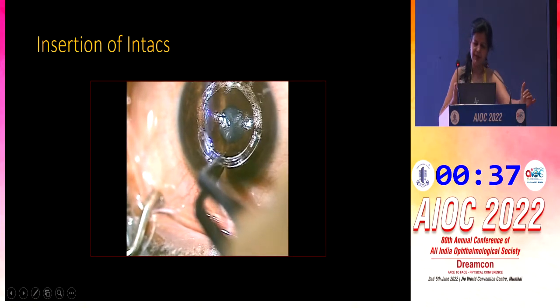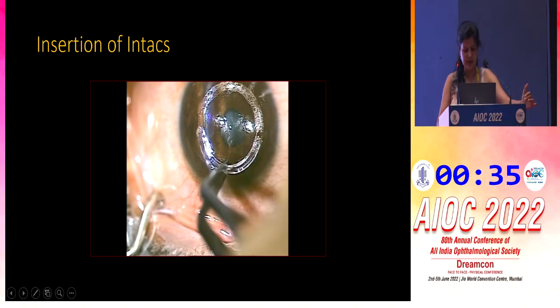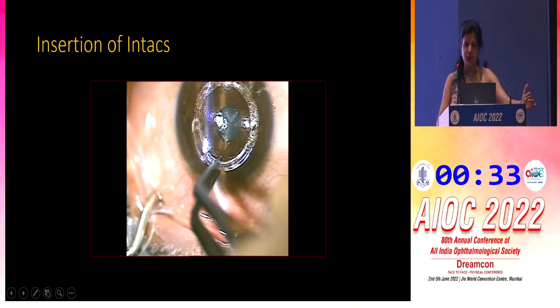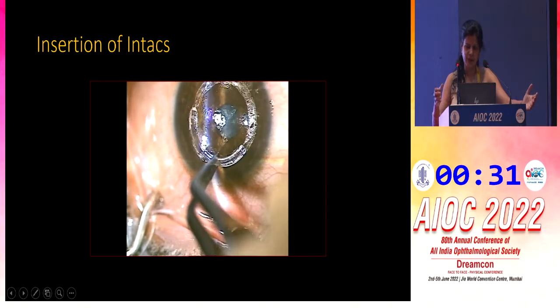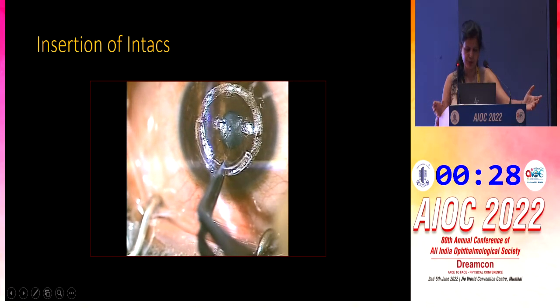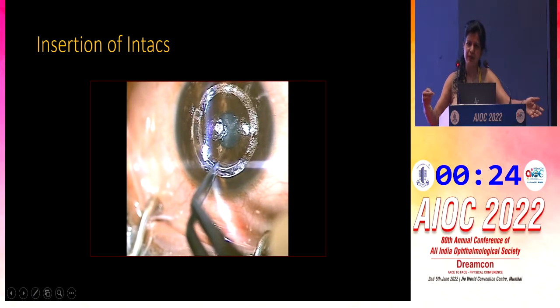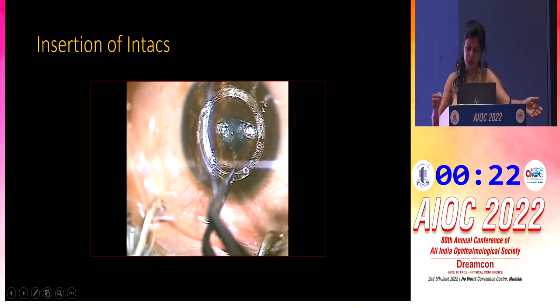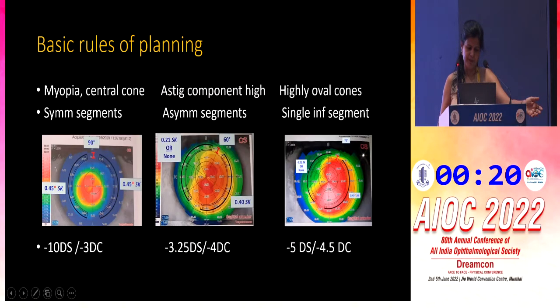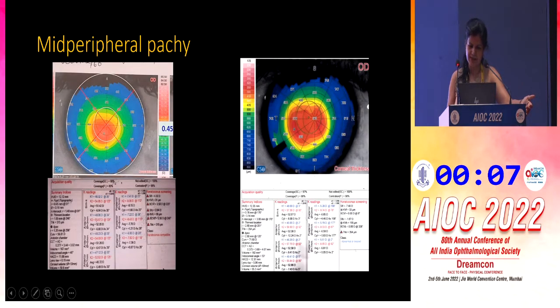So here this has a hexagonal surface, and it's used to pass. So you can pass one segment or two segments depending on what kind of refractive error you're treating, astigmatism or a large amount of myopia. And the ends of the incision are sutured using 10-0 nylon. So if you have a large central myopic cone, you use symmetric segments. When you have a high astigmatic component, asymmetric segments, and in oval cones, you can use a single inferior segment.